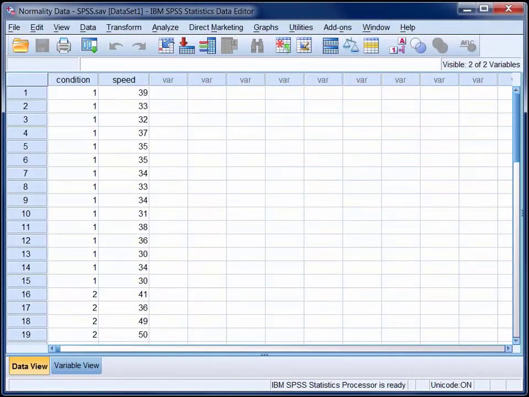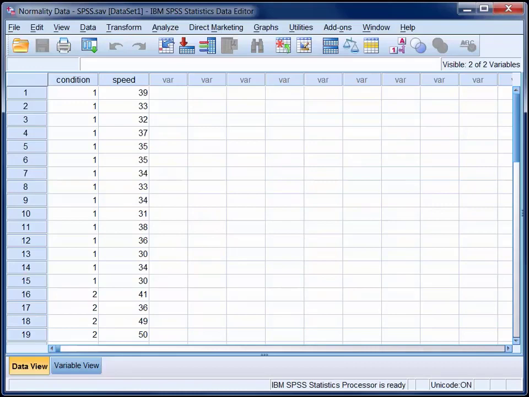Parametric hypothesis tests are based on the assumption that your data have been sampled from a normally distributed population. In practical terms, we can argue that this assumption has been met if our sample data are normally distributed. In SPSS, there are many ways to assess the normality of a set of scores.